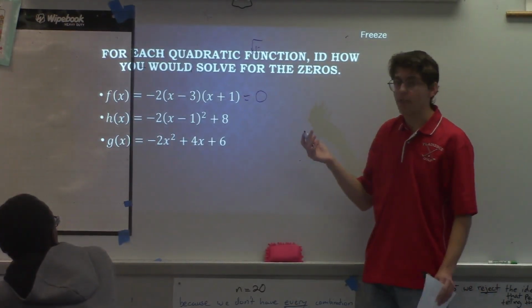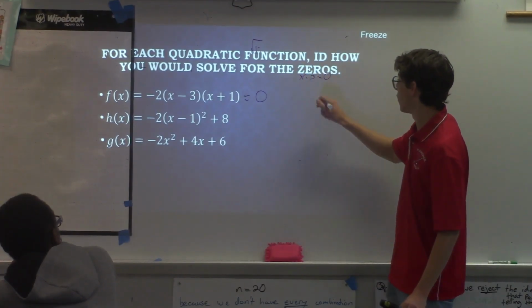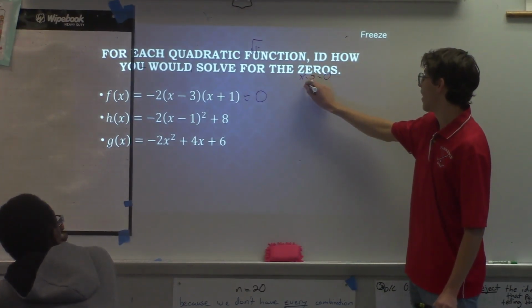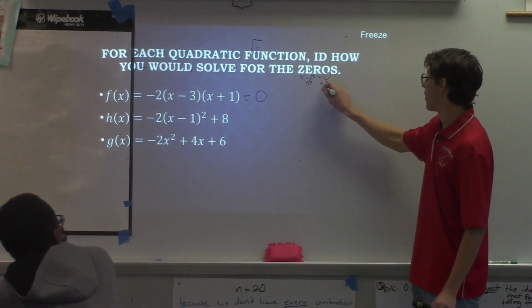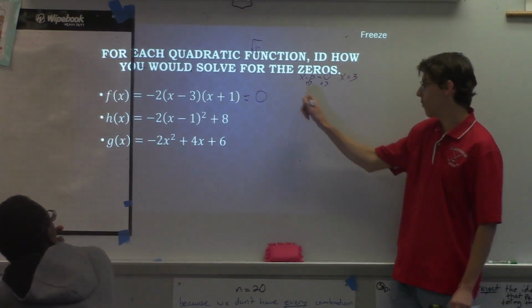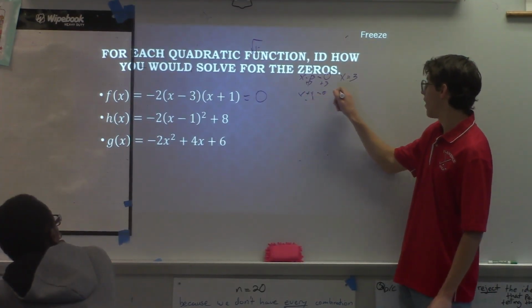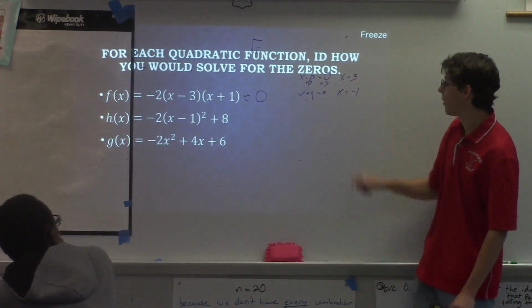So what do I do with our factors? I set the factors equal to 0, right? So if the first one's x minus 3, what would x be equal to? Right, if I add 3 to both sides, I would get x equals positive 3. And what about the second one? Minus 1, right? If I have x plus 1 equals 0, and I subtract 1, I get x equals -1.